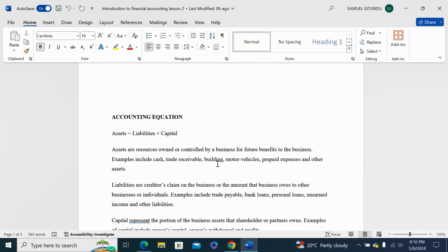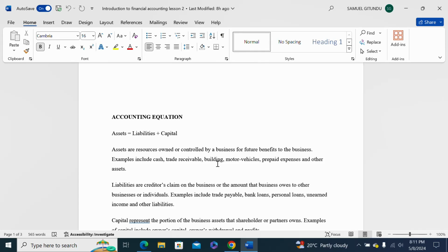Then we have prepaid expenses. Prepaid expenses are expenses which are paid for a future accounting period. For example, we have rent as an expense. If the rent for one accounting period, that is a whole year, is 100,000, but you, as the owner of the business, pay 120,000, it means that 20,000 is for the next accounting period. Therefore, that extra 20,000 is a prepaid expense.